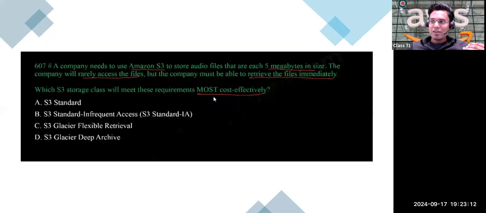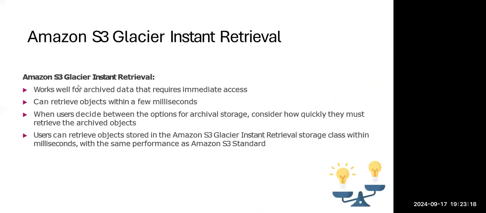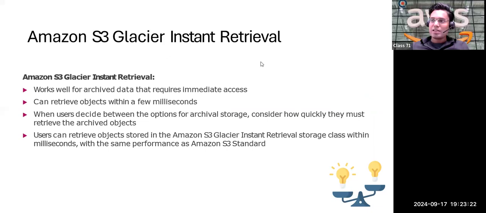Why? Because in the question, this is most cost effective. And we know what this is: Infrequent Access. This one, Glacier Instant Retrieval, works well for archive data that requires immediate access. Okay, just understand this part.